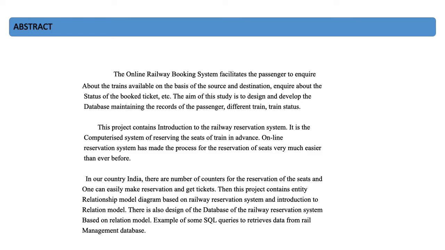It is the computerized system of reserving the seats of train in advance. The online reservation system has made the process for the reservation of seats very much easier than ever before. In our country, India, there are a number of counters for the reservation of the seats, and one can easily make reservation and get tickets. Then this project contains an entity relationship model diagram based on the railway reservation system and an introduction to the relation model. There is also the design of the database of the railway reservation system based on the relation model. Example of some SQL queries to retrieve data from the rail management system.